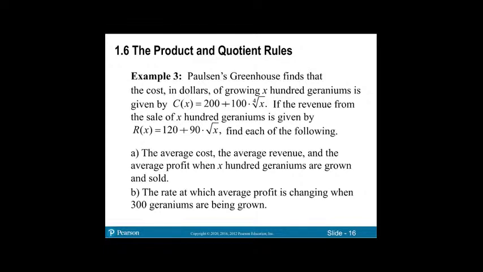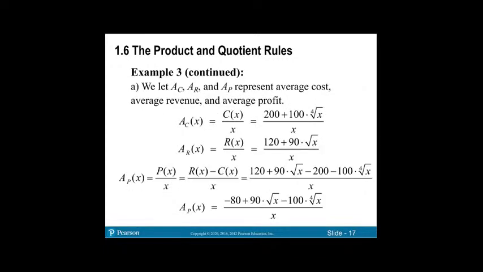The rate at which the average profit is changing is this. The rate at which the average profit is changing when 300 geraniums. Find the rate at which the average profit is changing when 300 geraniums are being grown. Okay, I'm going to use this because we're almost out of time.